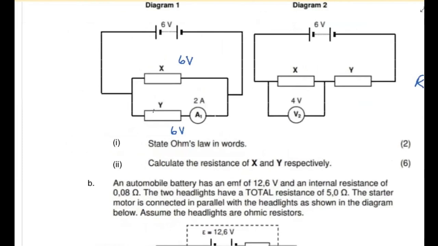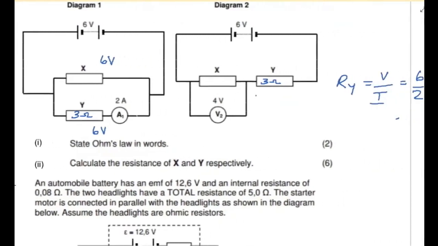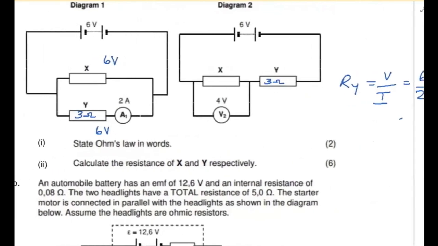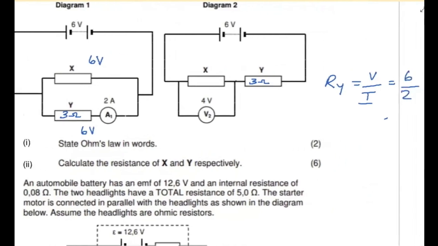So I know Y is 3 ohms, which means I can put into my second circuit that Y is 3 ohms. Okay, because even though they're in different circuits, it's the same resistor. So now, unfortunately, there's nothing more I can do in diagram 1. I don't have enough information to carry on with diagram 1. So now let's go across to diagram 2. Who's going to tell me what is the potential difference across Y in the second circuit?